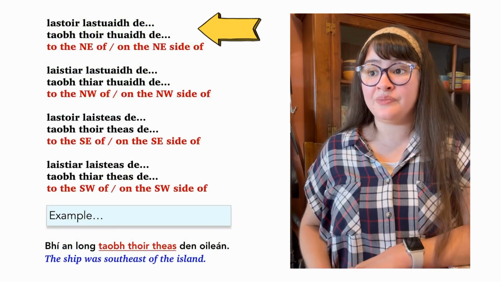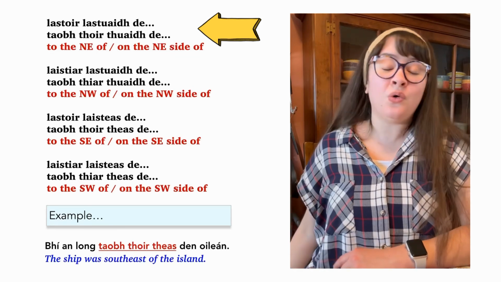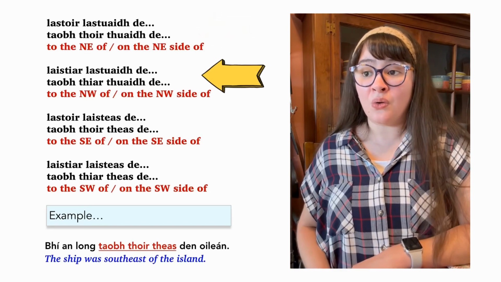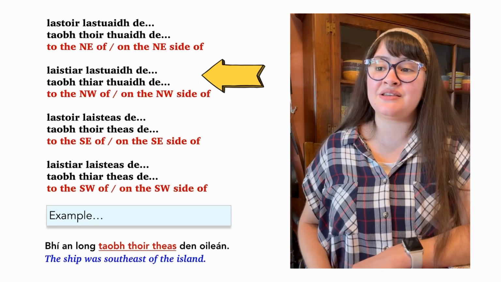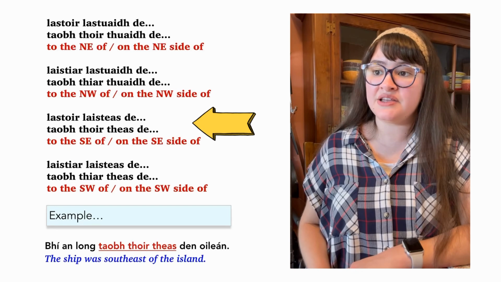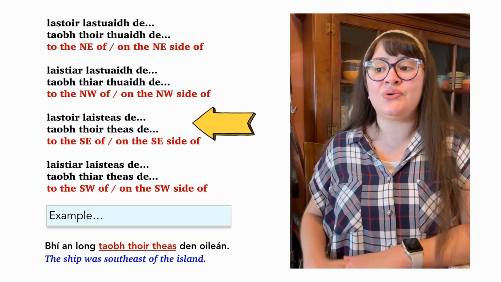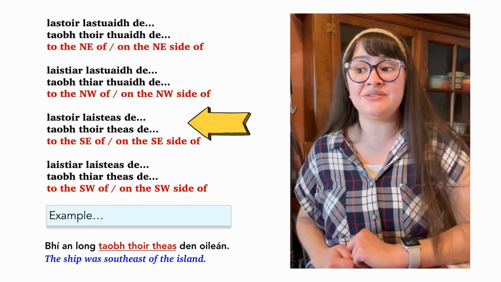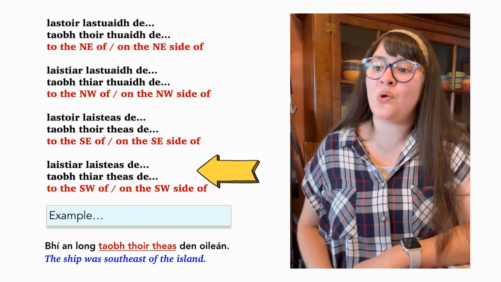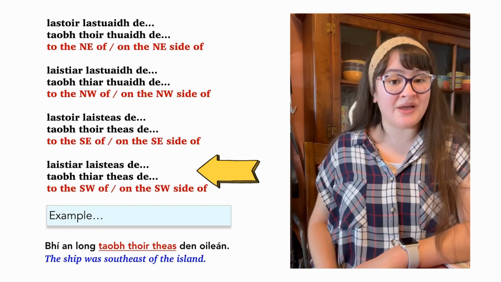Laster lastuede, or tu he huede, is to the northeast of, or on the northeast side of. Lastjir lastuede, or tu here huede, is to the northwest of, or on the northwest side of. Laster lasjaste, or tu he haste, is to the southeast of, or on the southeast side of. And last, lastjir lasjaste, or tu here haste, is to the southwest of, or on the southwest side of.